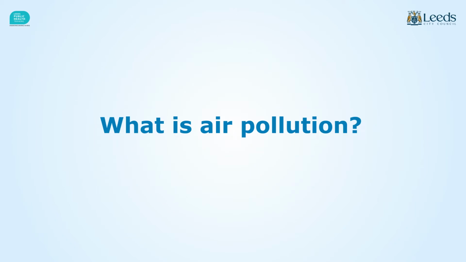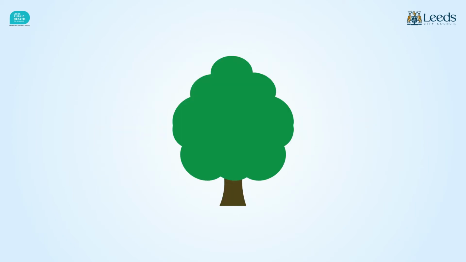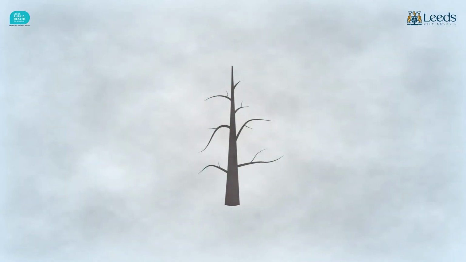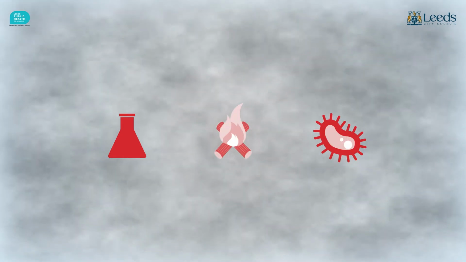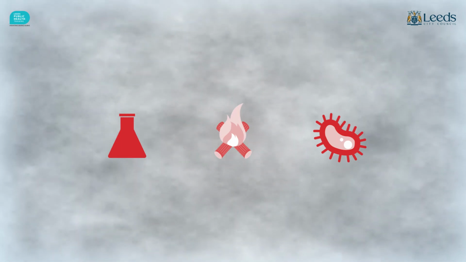What is air pollution? An illustration of a healthy tree with leaves is shown, which fades into a dead tree trunk with no leaves as smoke fills the screen. Icons of a chemistry beaker, a campfire, and a biological cell are then shown. Air pollution is the contamination of the environment we live in by any chemical, physical, or biological agent that changes the characteristics of the air we breathe.